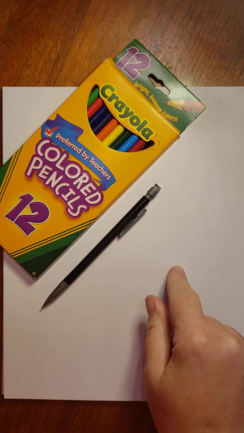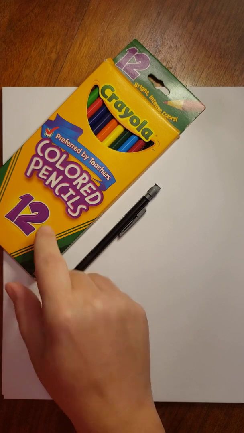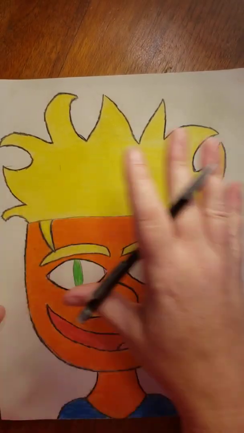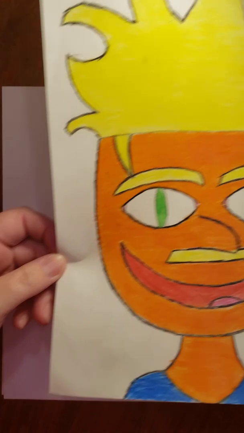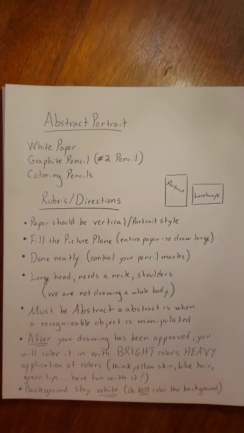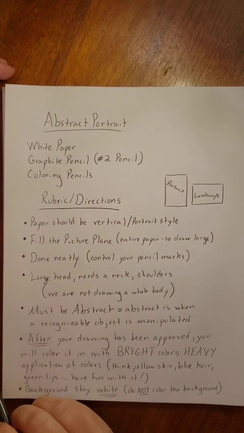You are going to need white paper, a graphite pencil, so just a regular number 2 pencil, and some coloring pencils. Our end result, our goal, will be to have a fun abstract portrait drawn large. So let's go over our rubric and directions. You will need white paper, our graphite pencils, and coloring pencils.